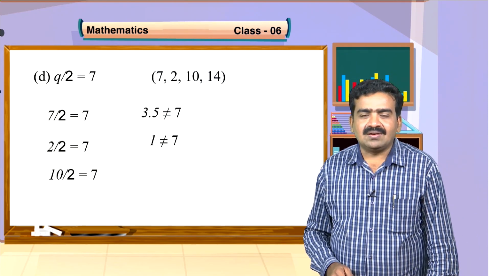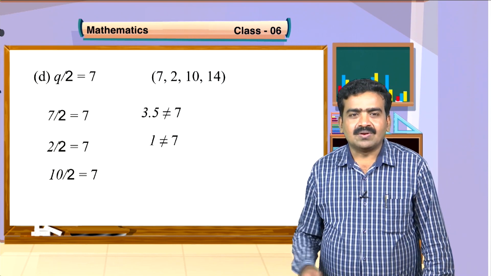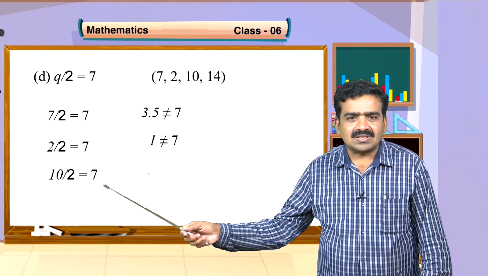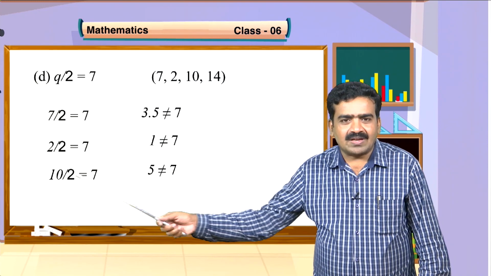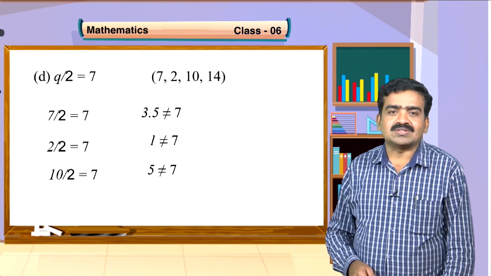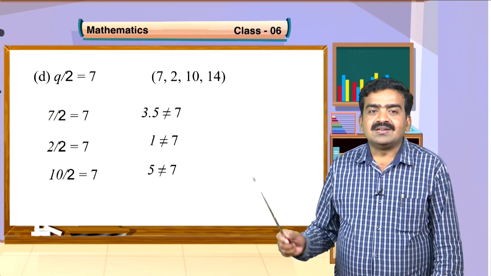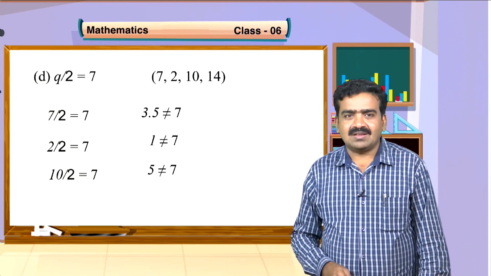What about 10 when substituted in place of Q? 10 divided by 2 is equal to 7. The left hand side becomes 5. 5 is not equal to 7. In this case also, 10 is not the solution for the given question.